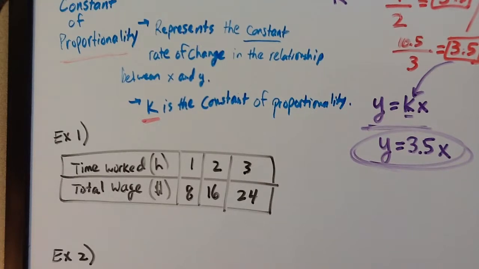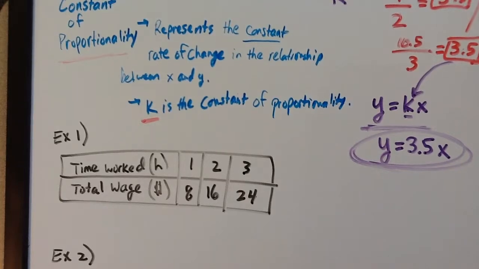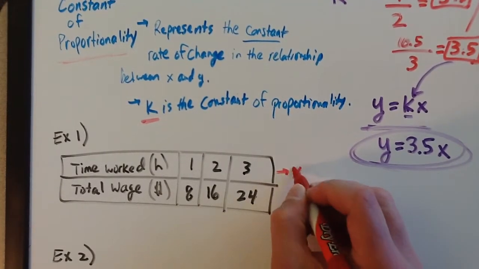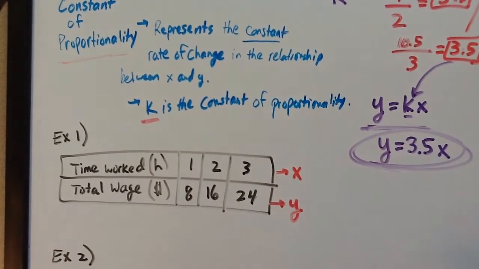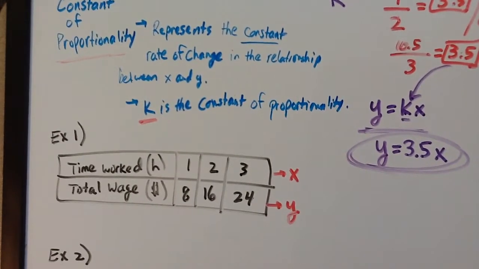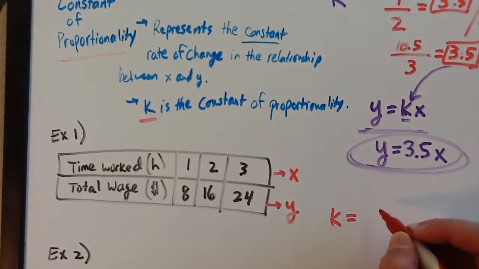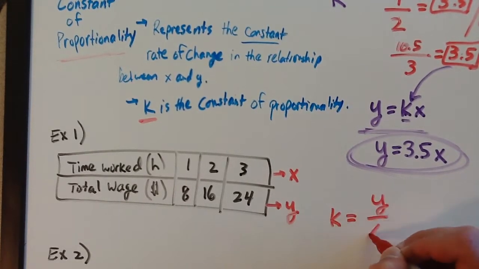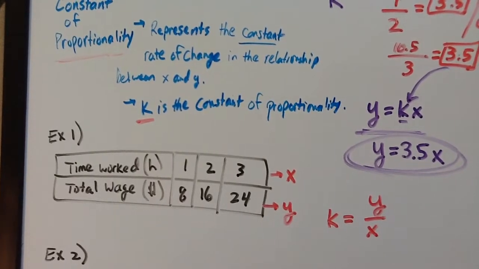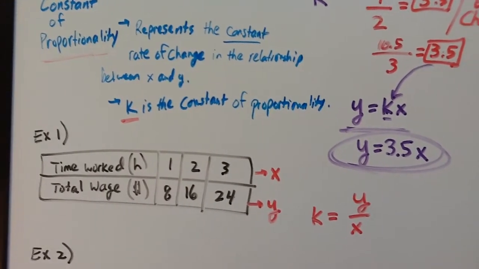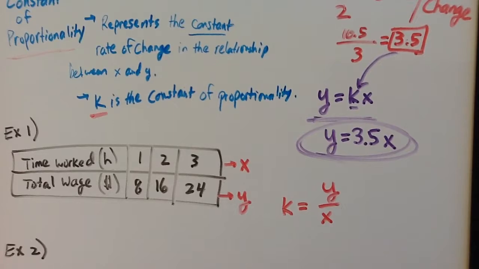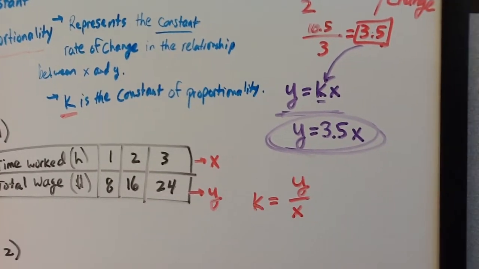So what we need to do is, in this table, let's call one value the x value and the other value the y value. We normally call the top value x and the bottom value y. To find k, which is the constant of proportionality, k is equal to the ratio of the y values to the x values. You take your y values and divide by your x values. So let's do that and see if our rate of change is constant.